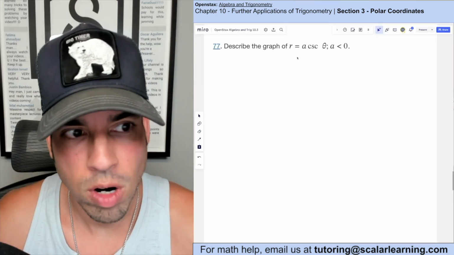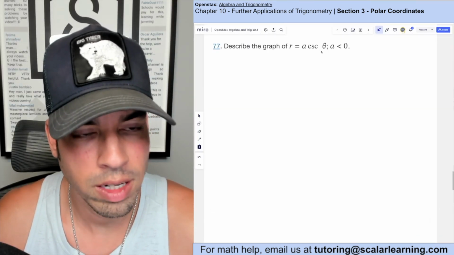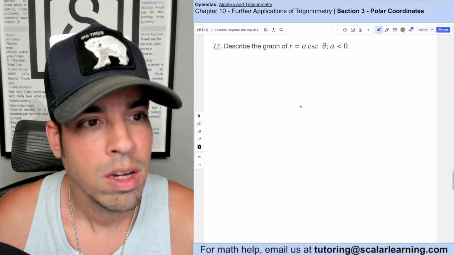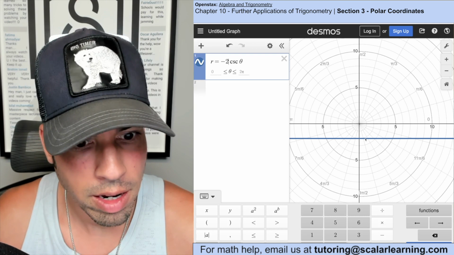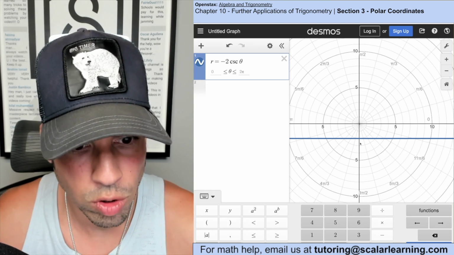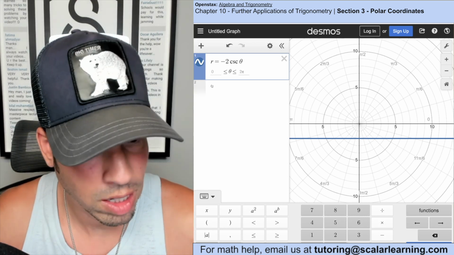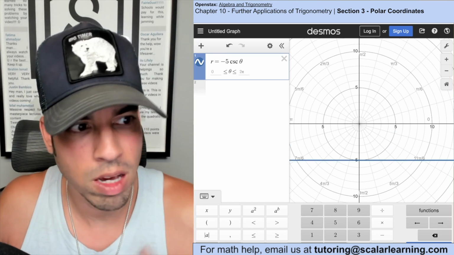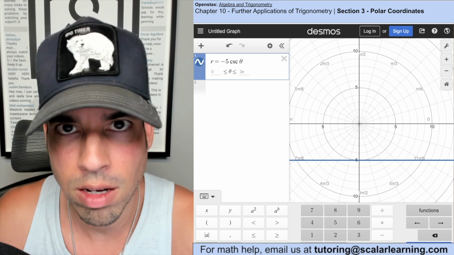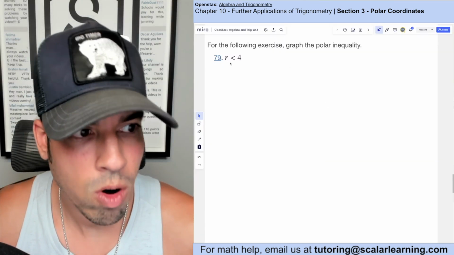Done. It says describe the graph of r equals a cosecant of theta when a is negative. So let's plug that into Desmos now. So here we're starting with negative 2 for a, and we get a horizontal line 2 units down. What if we change that to negative 3? Now it's 3 units down. So that kind of affects the distance it drops down. But anyways, it's a horizontal line.